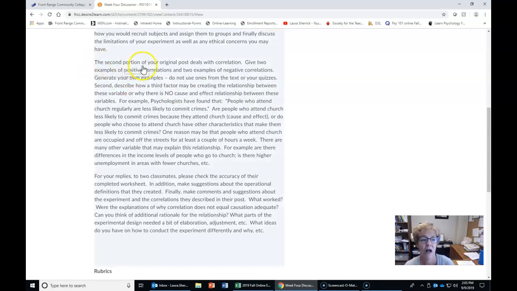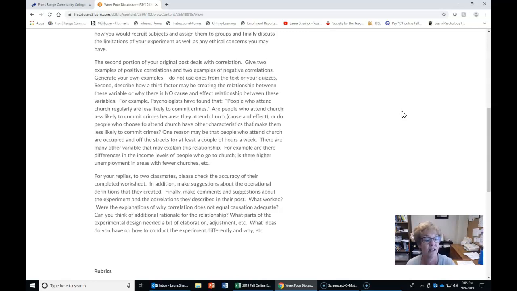Then the second part of your original post deals with the correlation. So first you're going to attach the entire worksheet with your operational definitions and your identification of the independent and dependent variables. Then you're going to go into a very detailed example with one of those specific hypotheses. So you're going to describe your methods and how you would do the whole thing.